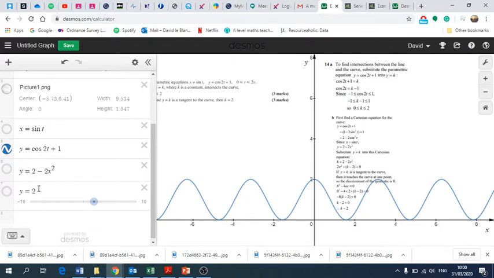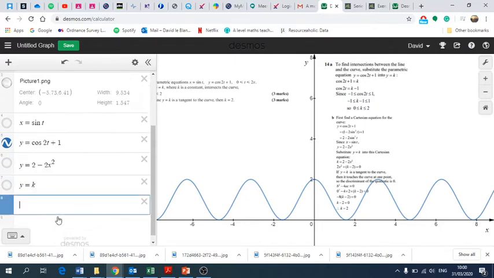What's our y equals k going to look like? I was really hoping the slide would come up there. Let's try this. Nope. Okay.